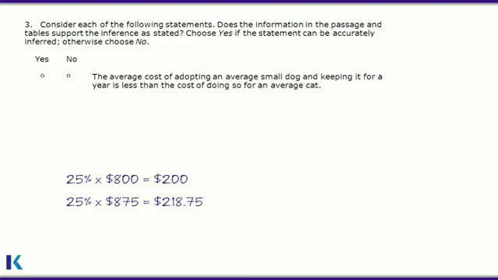So the cost reduction of having a small dog easily offsets the initial $75 difference you calculated between the cost of a dog and a cat. A small dog is therefore cheaper than a cat, so the answer is yes.